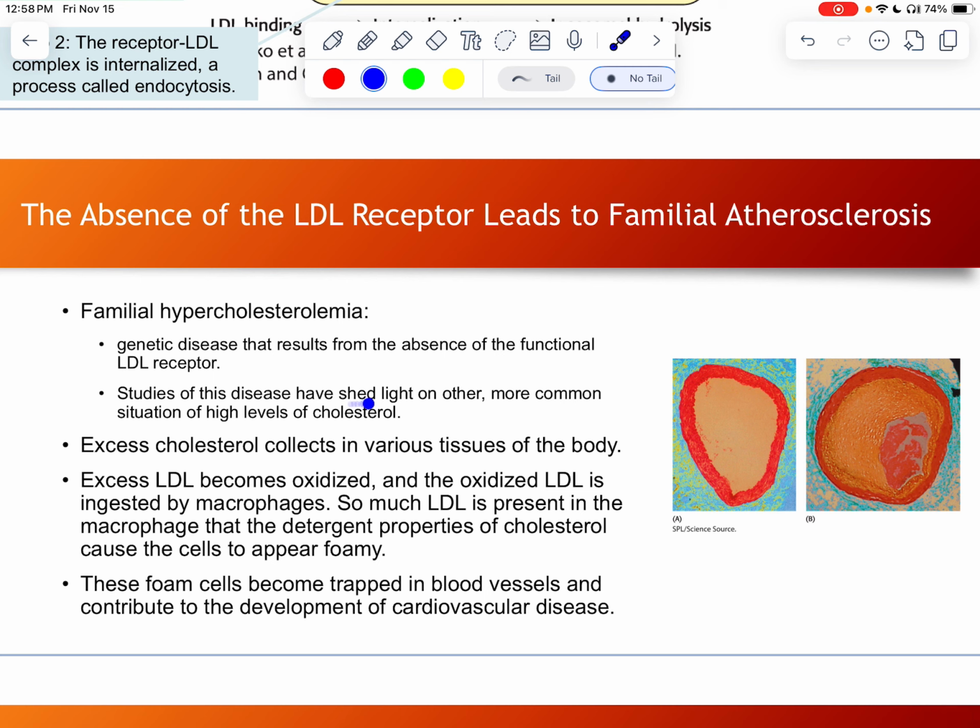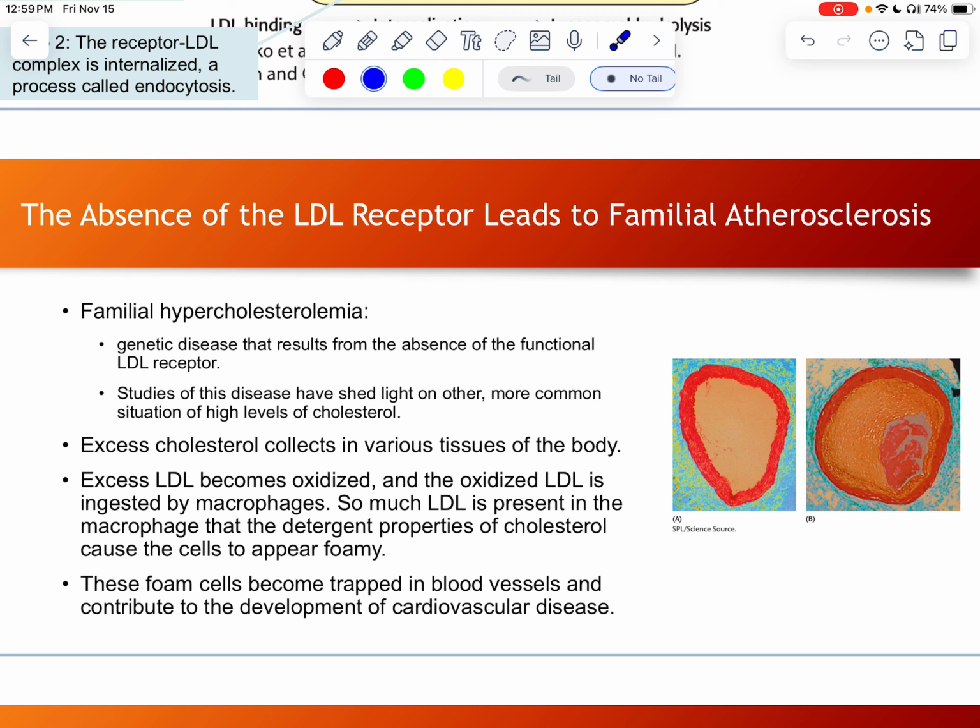And so studies of people with this disease who have definite problems with cholesterol have given us a lot more information for more common problems with cholesterol. People with this have excess cholesterol that collects in various tissues of the body because it can't get pulled into the cells and used, so it's kind of more floating around there. Excess LDL becomes oxidized, and the oxidized LDL is ingested by these macrophages. And so much of this stuff is present that the detergent properties of the cholesterol cause the cells to appear foamy.